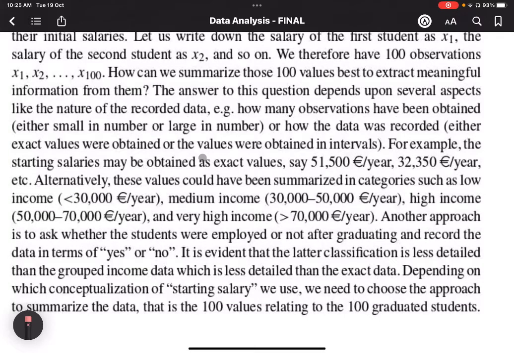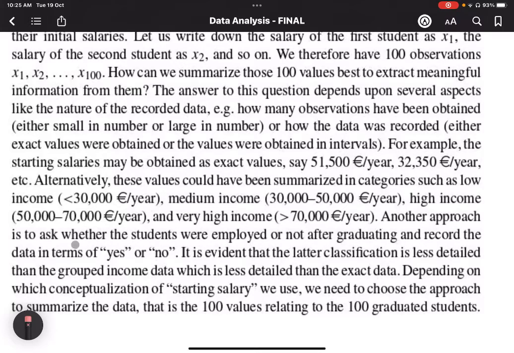For example, the starting salaries may be obtained as exact values, say $51,500 per year, or 32,350. Alternatively, these values could have been summarized in categories such as low income, medium income, or high income. So this is what we call grouped data. That is the first approach.